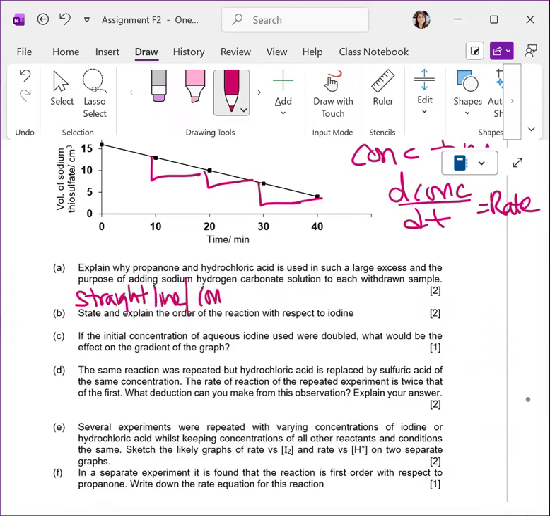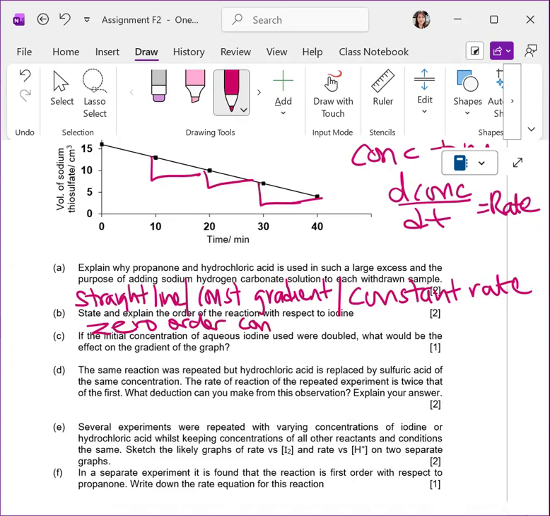That means constant gradient. And gradient is the rate, so we are expecting a constant rate. So that means, in this reaction, despite the changes in the iodine volume, iodine amount, concentration, the rate is constant. Despite changes in the iodine concentration with time, the rate is constant. So what does that tell us about the order of reaction with respect to iodine? It's going to be a zero order.